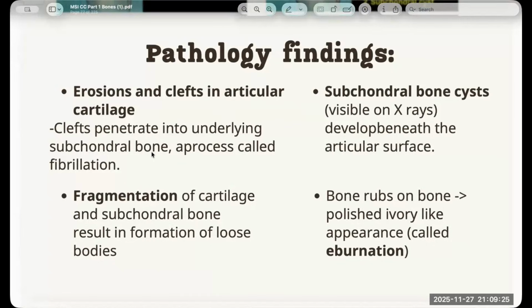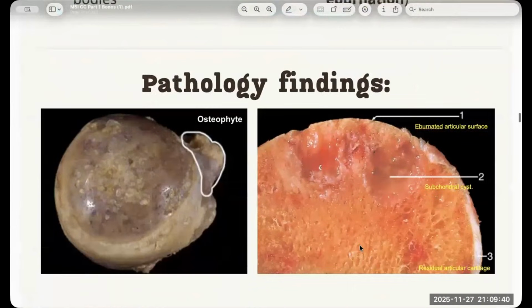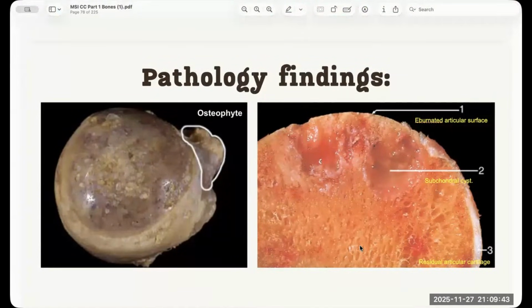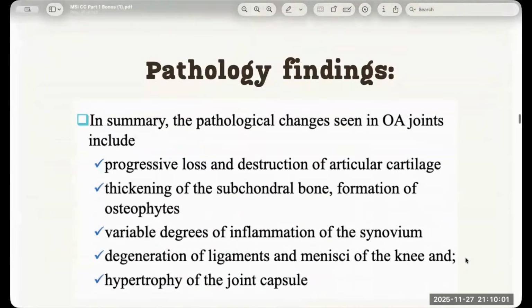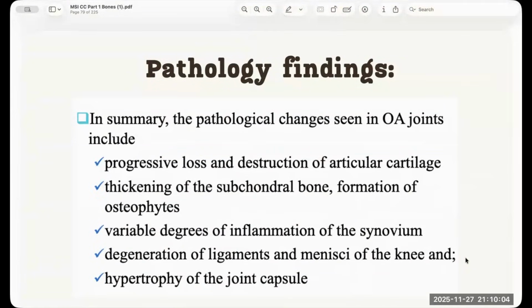The pathology would be what we just mentioned: erosions and clefts in the articular cartilage, fragmentation of the cartilage, subchondral bone cysts, which are visible on X-rays, and eburnation, when bone rubs on bone, giving a polished, ivory-like appearance. Here is how it looks in real life: the osteophytes, articular surface, subchondral cysts, and residual articular cartilage. In summary, those changes in osteoarthritic joints are shown here.